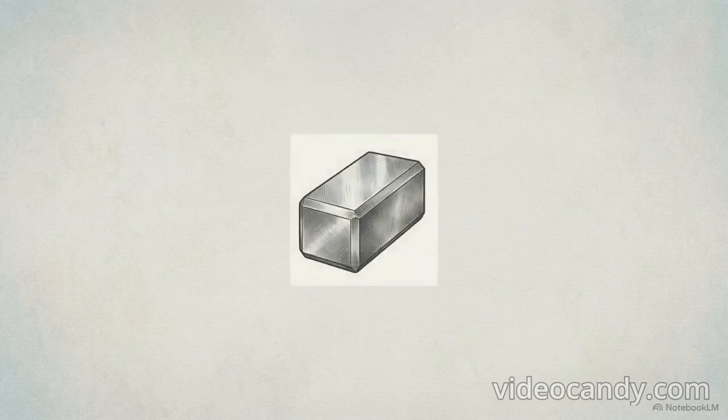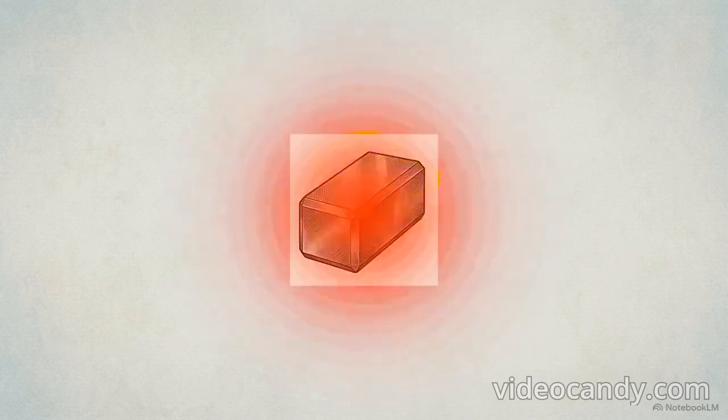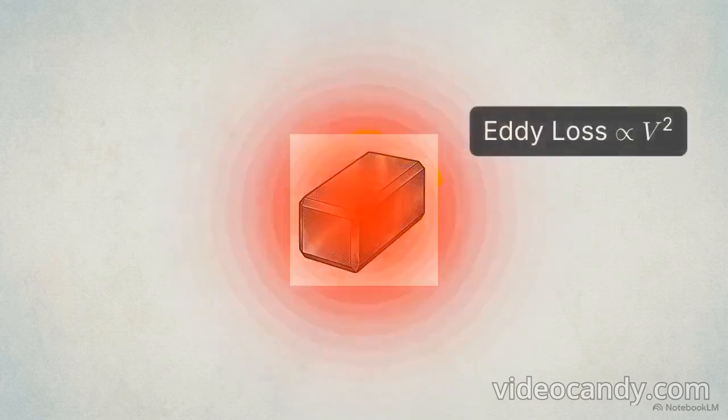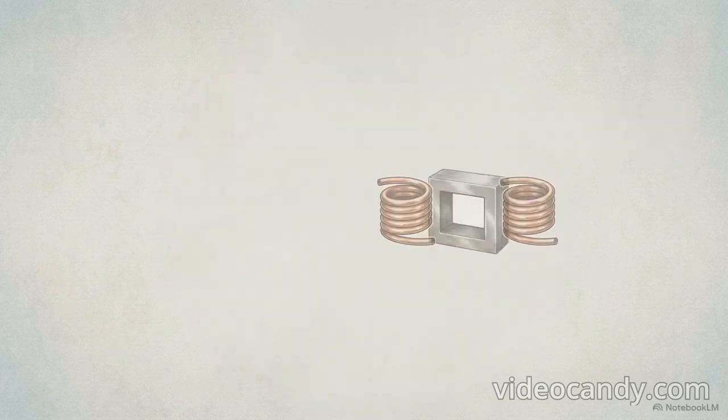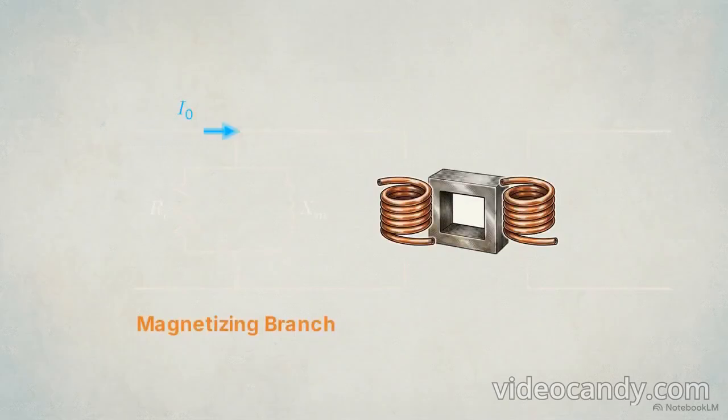This phenomenon was mathematically defined by Charles Proteus Steinmetz. His formula shows that hysteresis loss relies heavily on the total volume of the iron and the maximum flux density. The second component is eddy current loss. The alternating flux induces its own localized swirling currents within the iron core. These tiny currents generate additional Joule heating, and they scale exactly proportional to the square of the applied voltage.